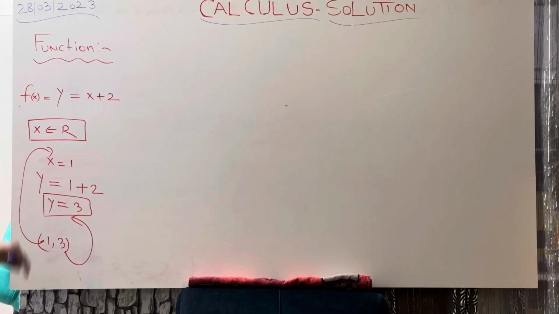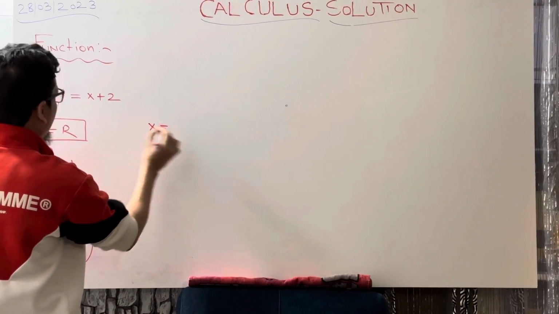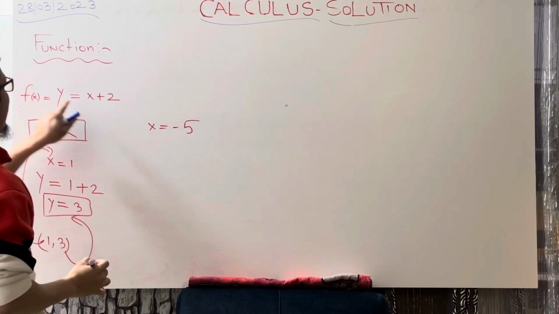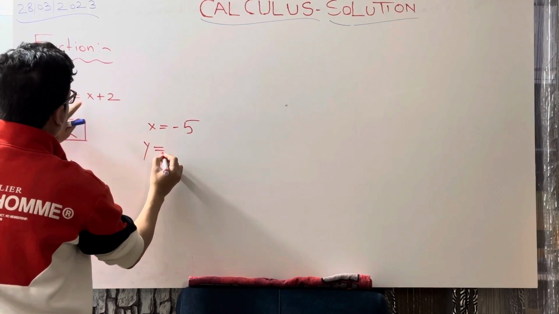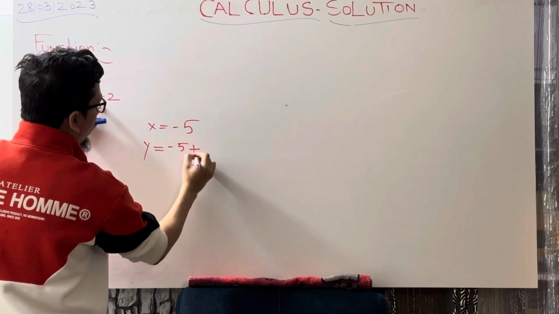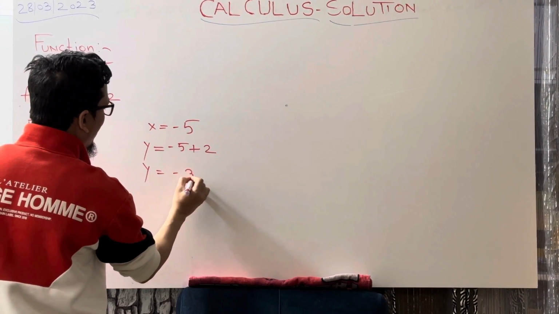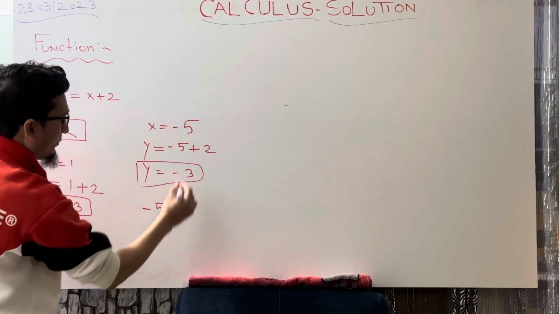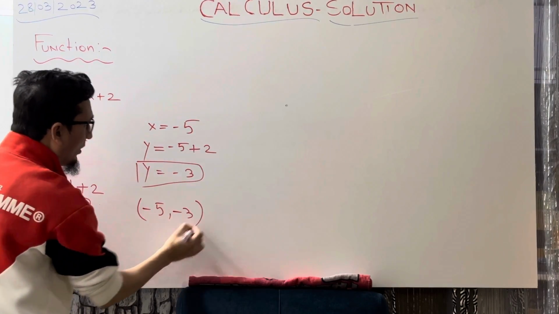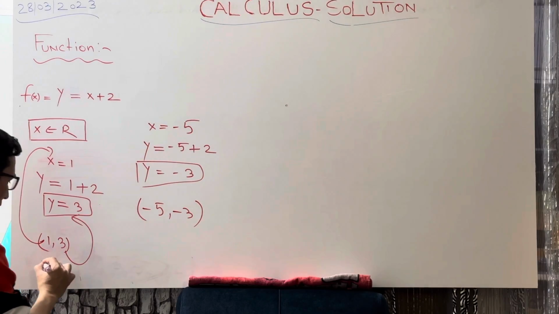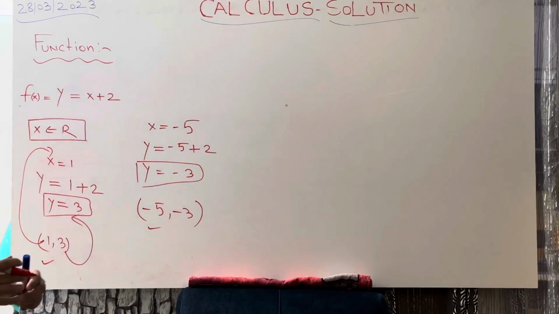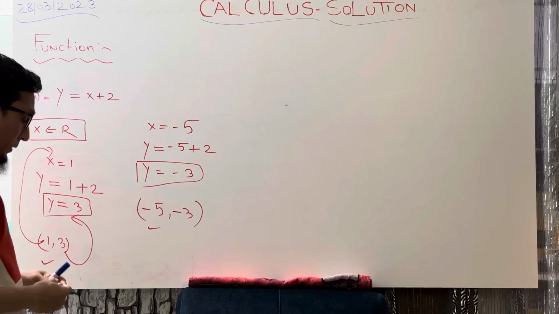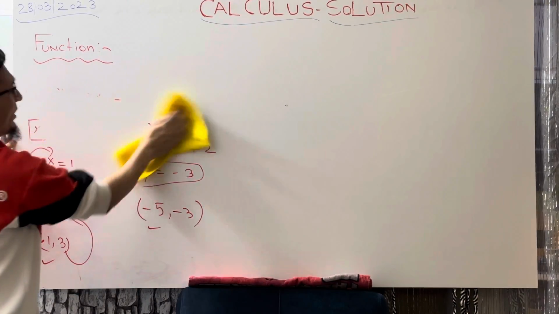In the same way, because x is a real number, we can take any number. For example, I say x = -5. When you plug in here, what is the value of y? -5 plus 2. So y is equal to what? -3. So what is the ordered pair? You can say (-5, -3). This is an ordered pair. So this one is an ordered pair, and this one is an ordered pair. We can find a lot of ordered pairs. Why? Because x belongs to real numbers. Okay. Now the question is, what is a function?